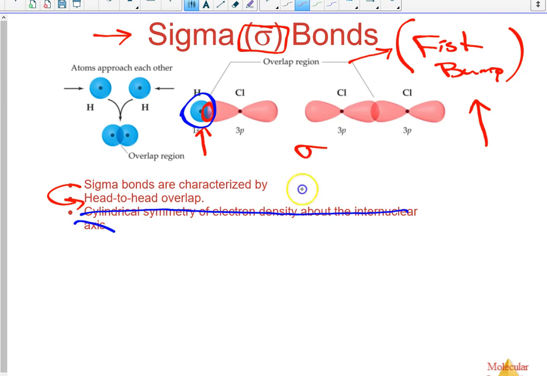And sigma is this symbol right here. It's like a little O with a little top on it. That's a sigma. And that is what we call head-to-head overlap. It's where the tips, essentially, overlap each other to share that electron.